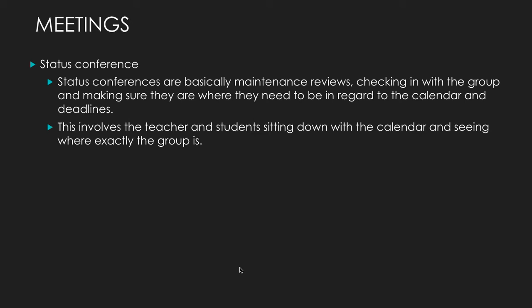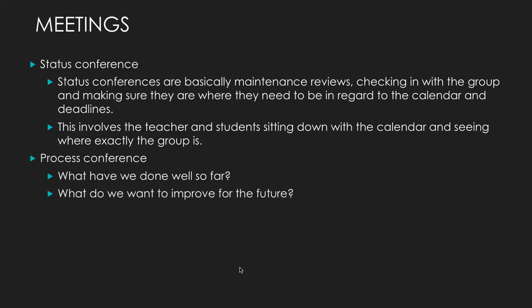And so it does involve you sitting down with the student and looking at this calendar and seeing where they are. A process conference is a kind of reflection, and this is going to help them in that refining aspect. So in a process conference, you're going to ask questions like, what have you done well so far? Or what do you think you've done that's been really good? And then they can reflect upon that.